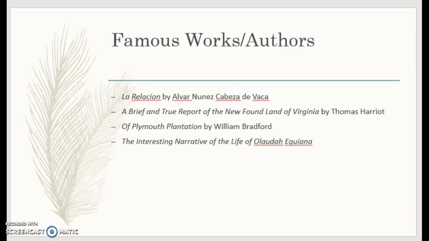So these are some famous works and authors. I'm not going to read through them. We're going to read La Relation by De Vaca in the next class. And I hope to get to read a slave narrative, but because of our Hamilton trip and focus, we might have to put a hold on that, but we shall see.